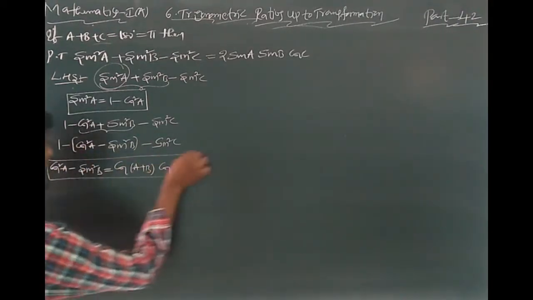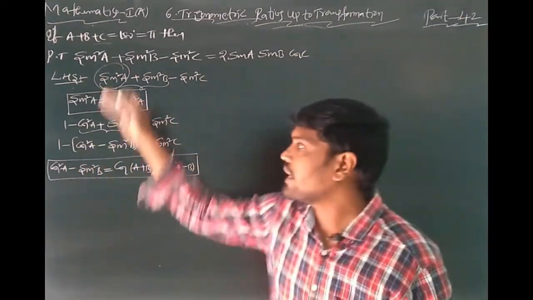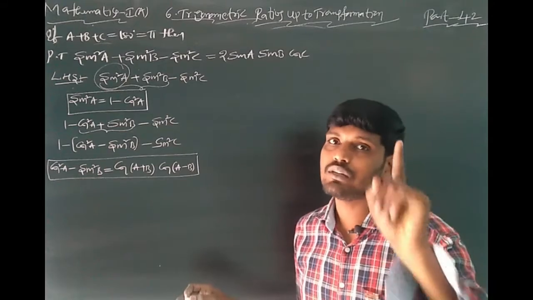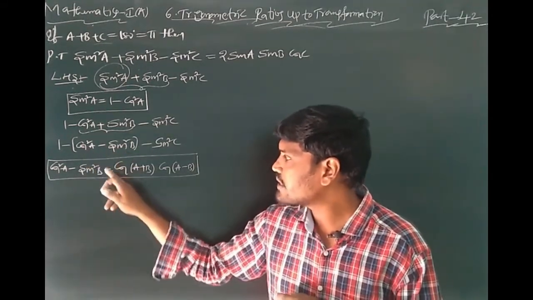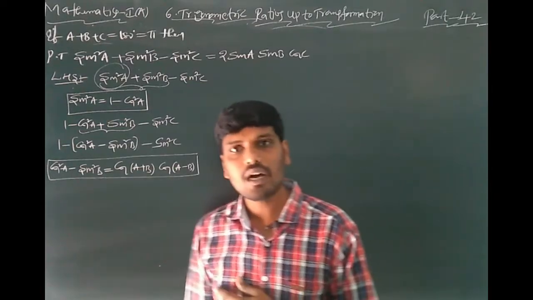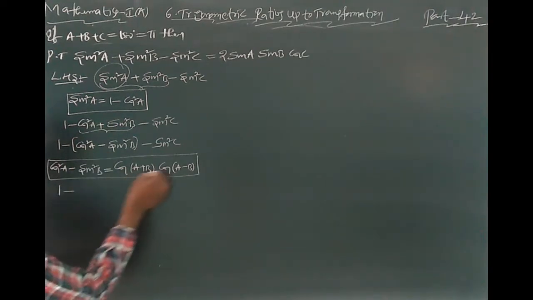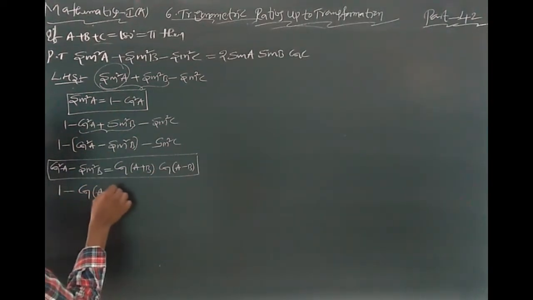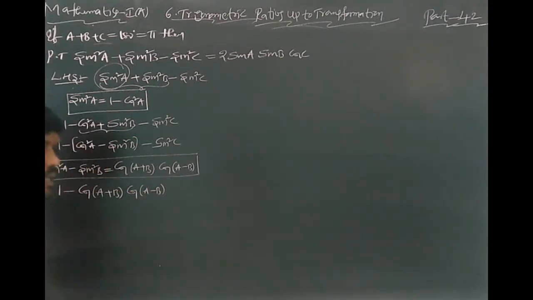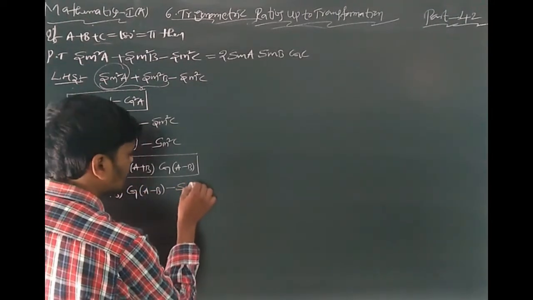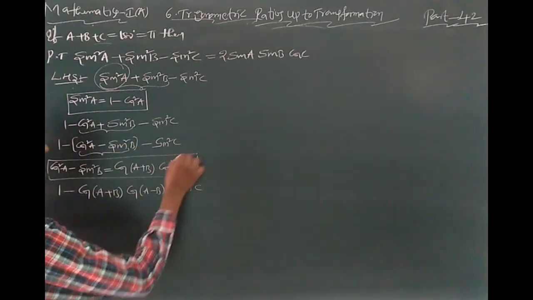See students, this problem is converted to a formula model in this way. You can convert it to the first formula model. Cos square a minus sin square b formula: cos of a plus b into cos of a minus b is there. You can write in this place this formula: 1 minus cos of a plus b into cos of a minus b minus sin square c.